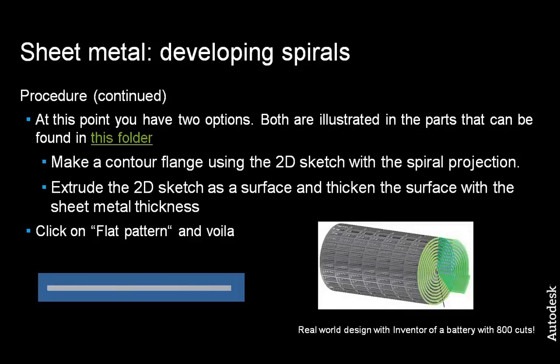Here is an example from the battery industry where we not only did the spiral shape, but on top of that we managed to squeeze in 800 different cuts in the sheet metal part.